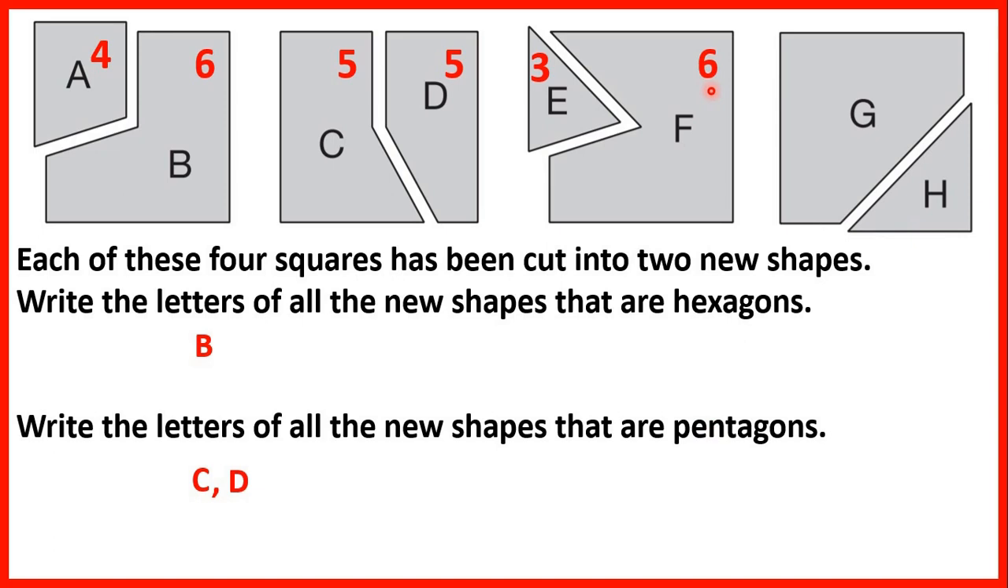Shape F has 6 sides, so that's another hexagon. Shape G has 5 sides, so that's a pentagon. And shape H has 3, so that's a triangle.